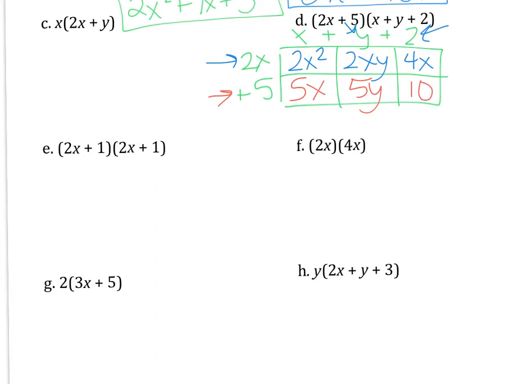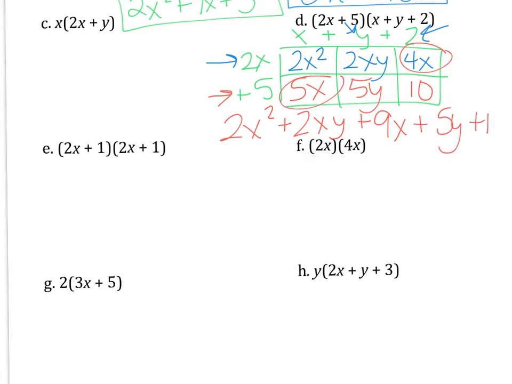So we're going to combine any like terms, and we do have a 5x and a 4x, but that's the only like terms that we have. So we'll have 2x squared plus 2xy plus 9x plus 5y plus 10. So there are no like terms besides the 4x and the 5x.